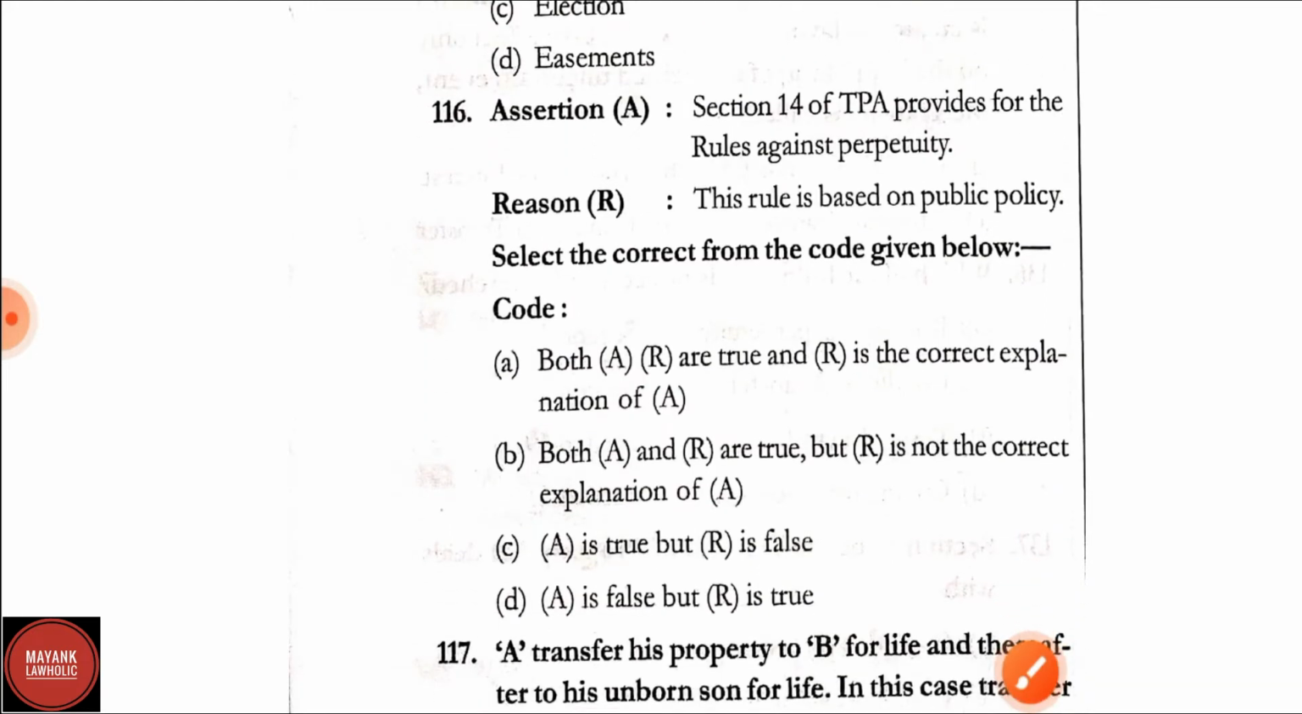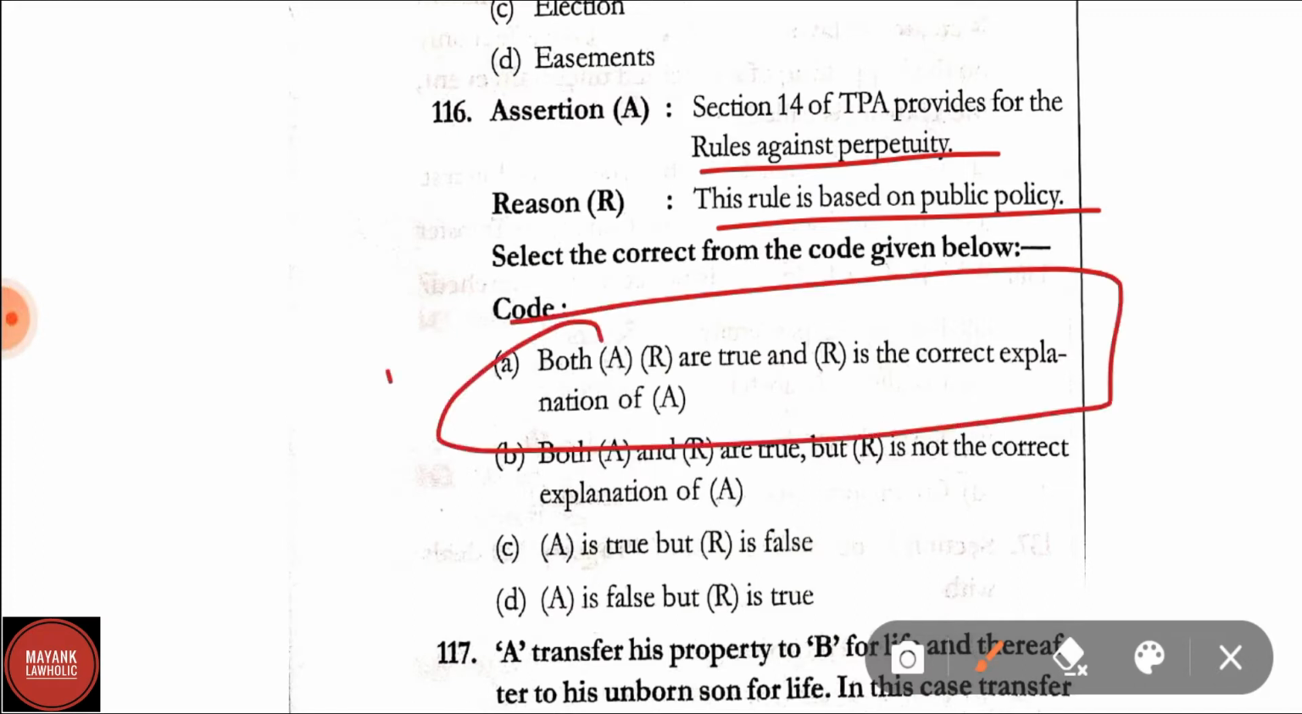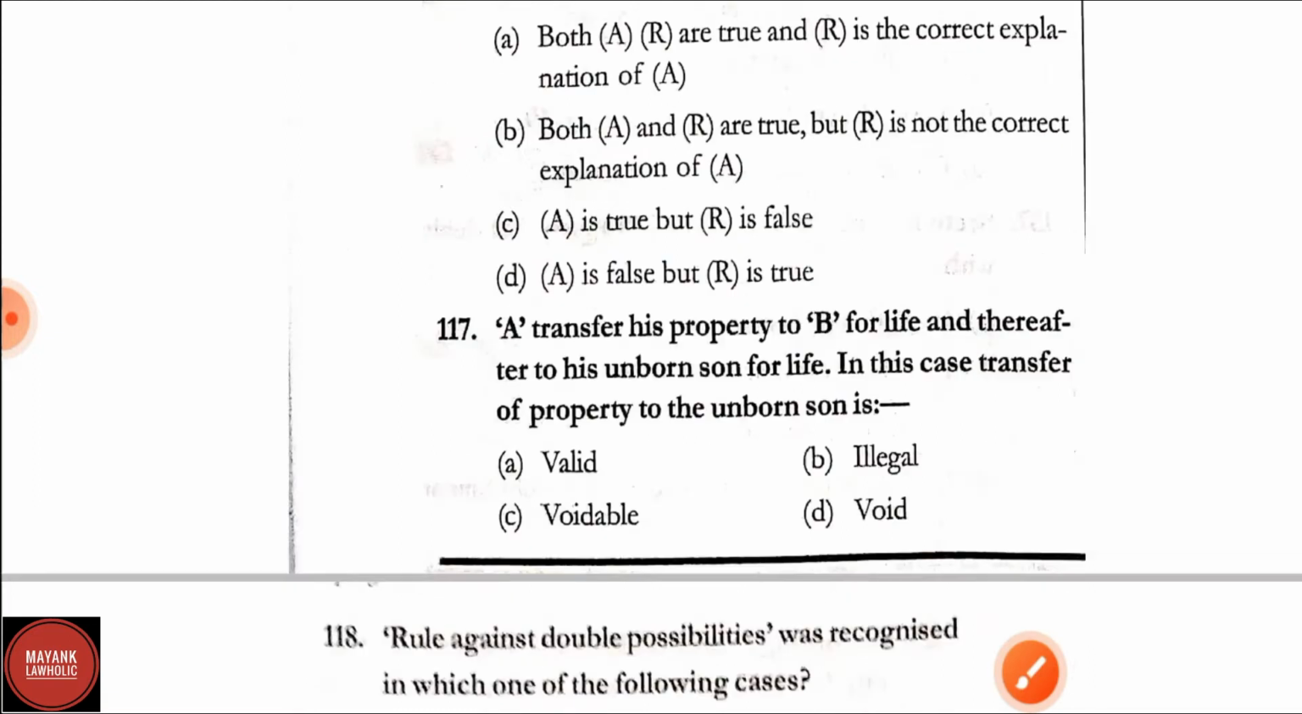Question number 116. Assertion: Section 14 of the Transfer of Property Act provides for the rule against perpetuity. Reason: this rule is based on public policy. Here both A and R are true and R is the correct explanation of A. So option A will be the right answer.